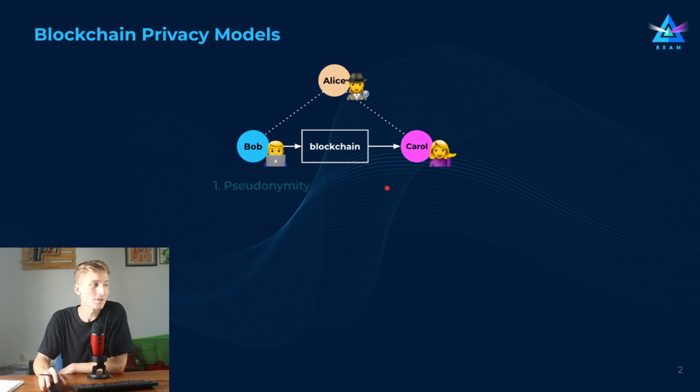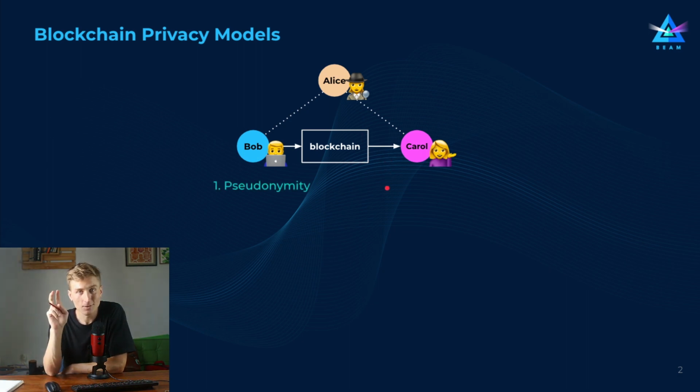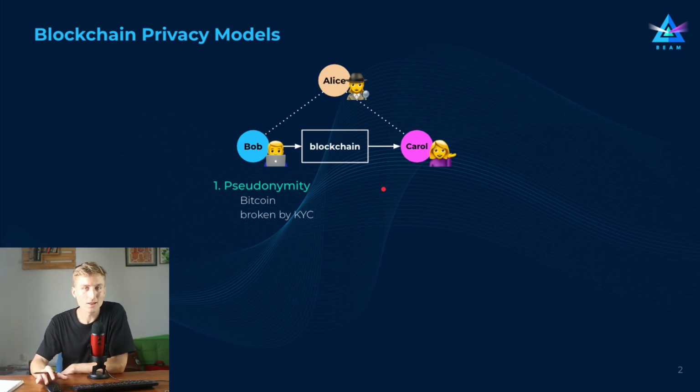Of course, Bitcoin's method of hiding this link was pseudonymity. As we saw, that is very easily broken with KYC. The next best solution is decoys or plausible deniability, right? So this is what Mimblewimble does. This is what Monero does.